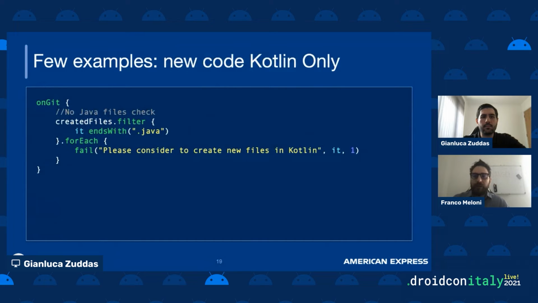Another good check while we're migrating from Java to Kotlin is a check that forbids the author from creating a new Java file. So it goes through all the created files, checks all the files that have the extension Java, and if there is any, it adds a failure on the first line of that file, asking to create it in Kotlin instead.